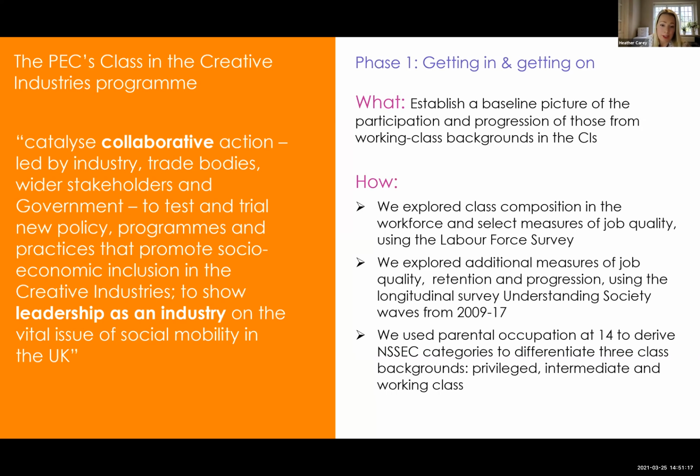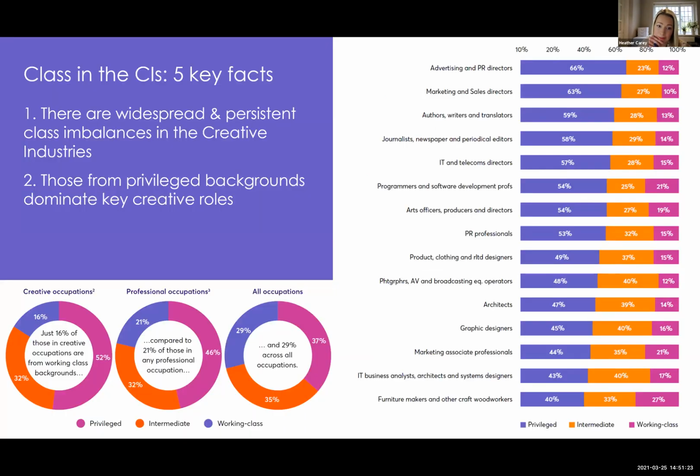So this was phase one, and actually this analysis told us some really useful things. So moving on to the next slide. What it did was reinforce what we felt we already knew and could see, which is that there are widespread and persistent class imbalances in the creative industries.